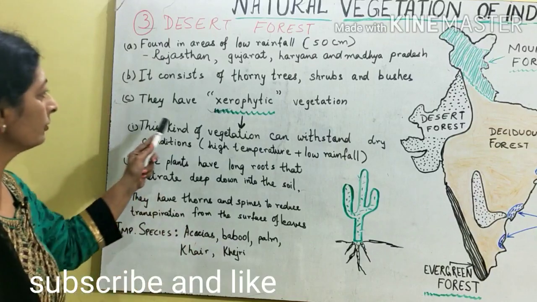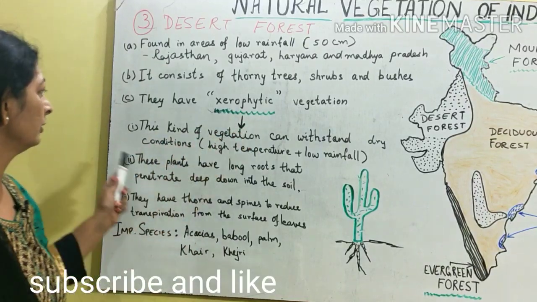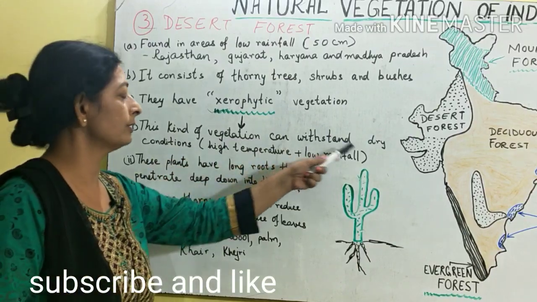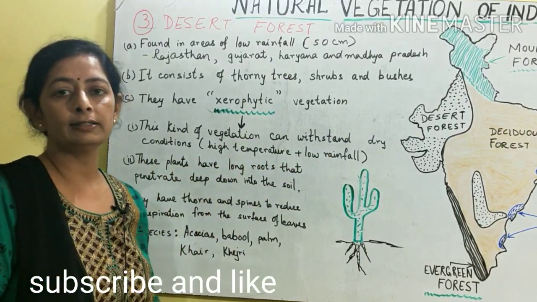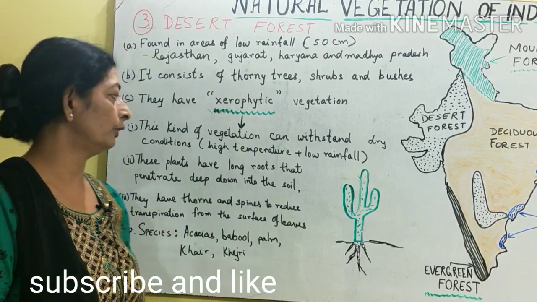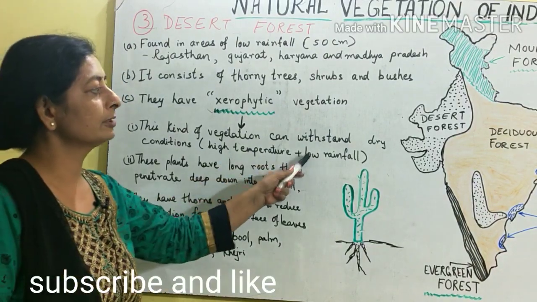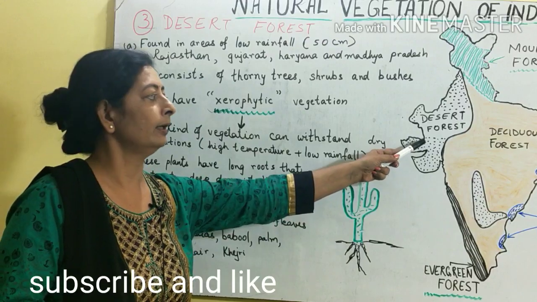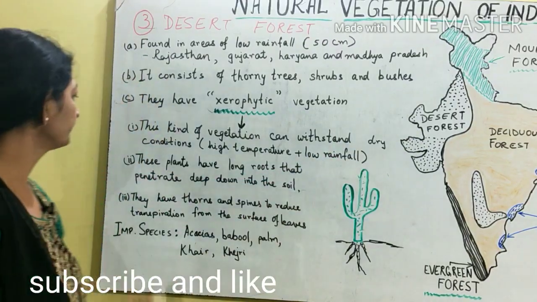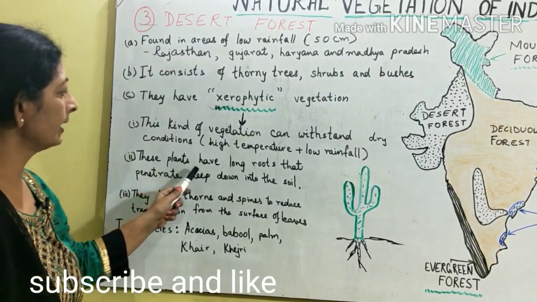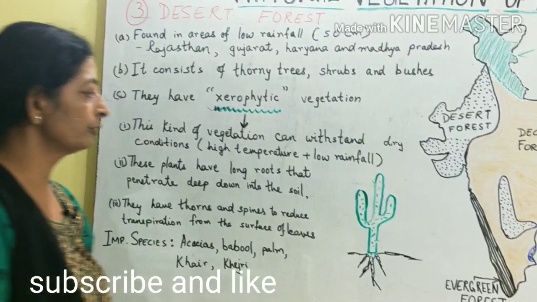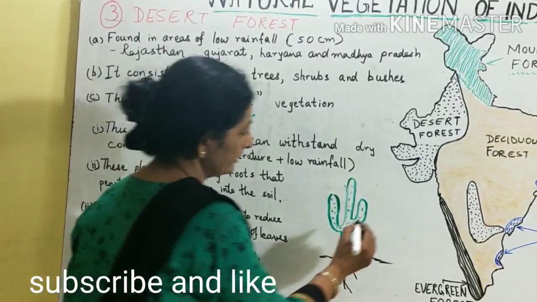Let us see the characteristic of xerophytic vegetation. The first characteristic is this kind of vegetation can withstand dry conditions, that is in areas of high temperature and low rainfall. And both these conditions are found in desert forest that is in Thar desert area of Rajasthan. These plants have long roots and they penetrate deep down into the soil. You can see here it's a cactus.